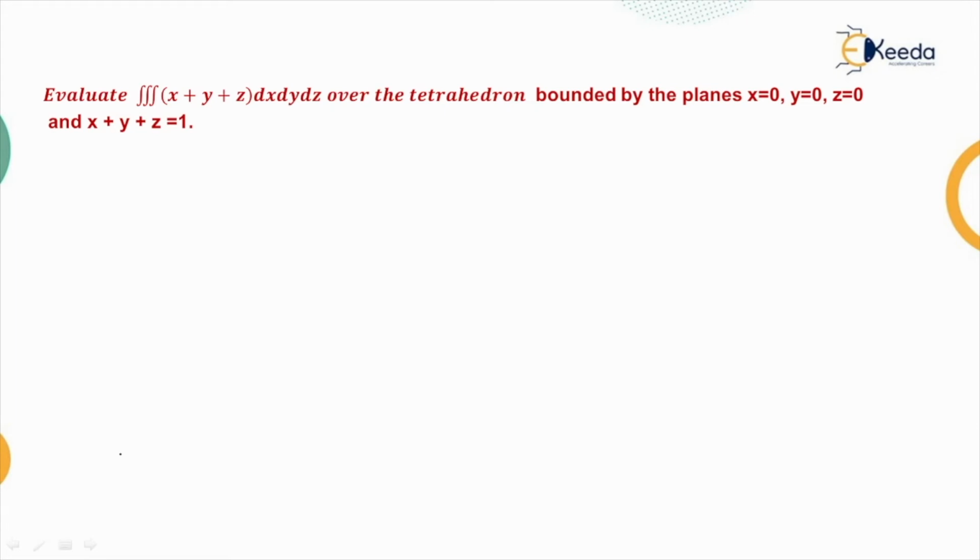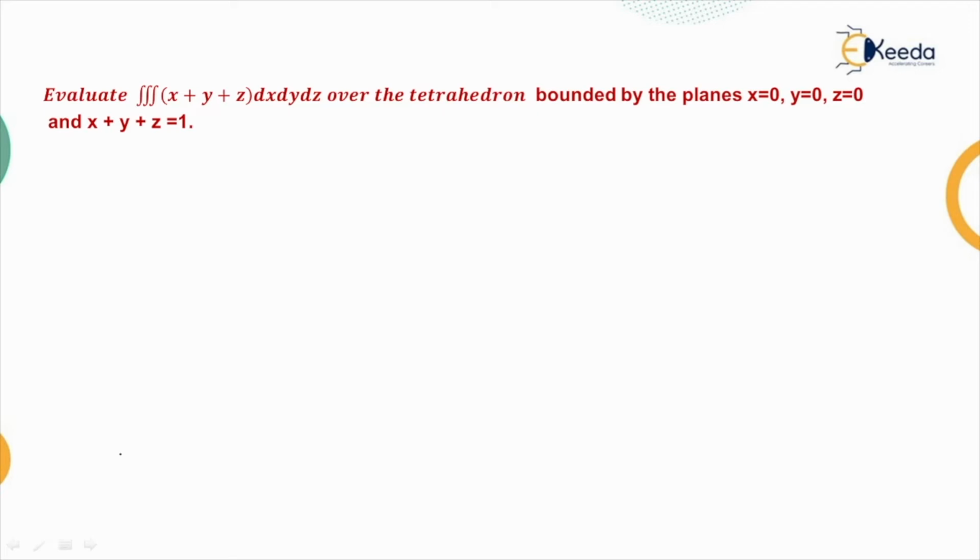Let's see the first problem, in which a triple integration is given to you and some bounded curves are given. In place of limits, he has given you some boundary conditions, and you have to evaluate the triple integration of x plus y plus z, with dx dy dz, over the tetrahedron bounded by the planes x equal to 0, y equal to 0, z equal to 0, and x plus y plus z equal to 1.